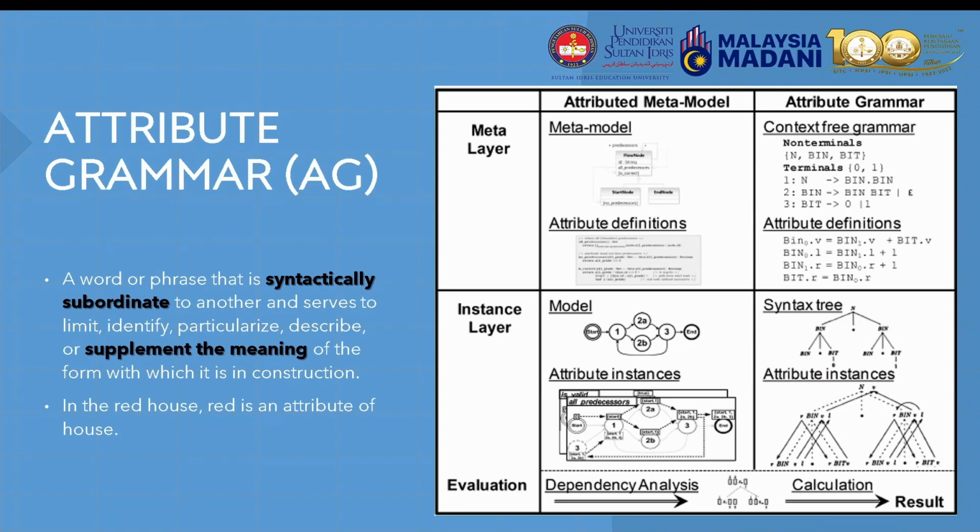While the context-free grammar is based on terminals and non-terminals, it also has layers, the instant layer. Here we have model and syntax-free. This one is to describe, to limit, to identify, to supplement the meanings of the construction. For example, in "the red house", red is an attribute of the house. We supplement the meaning. We add some meaning.